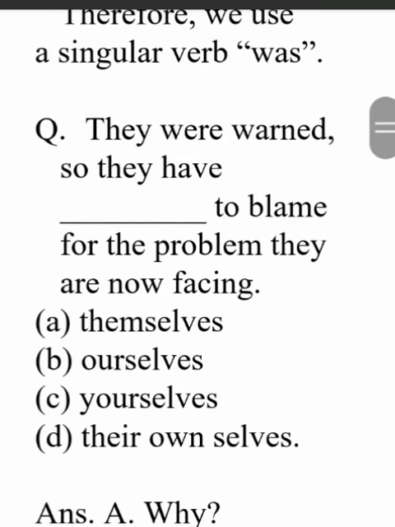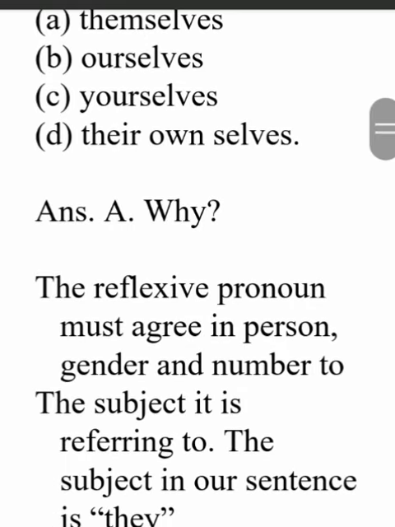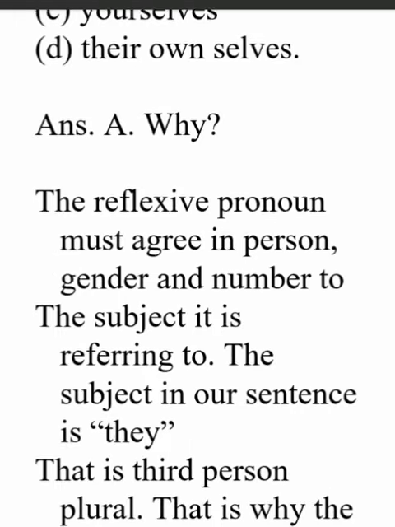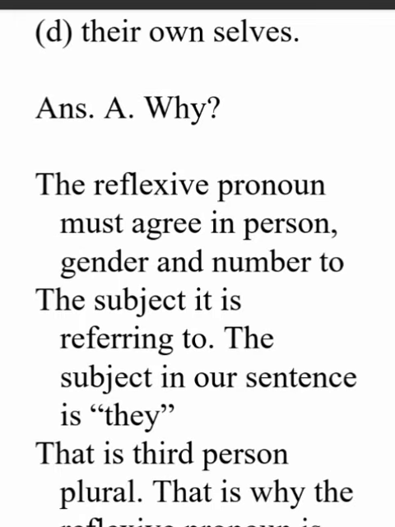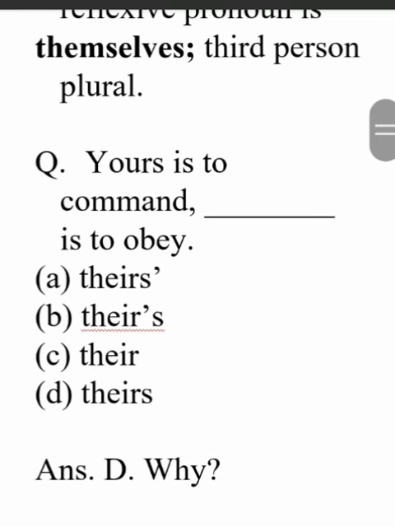Question: they were warned, so they have dash to blame for the problem they are now facing. A. Themselves. B. Ourselves. C. Yourselves. D. Their own selves. Answer: A. Why? The reflexive pronoun must agree in person, gender, and number with the subject it is referring to. The subject in our sentence is they. That is third person plural. That is why the reflexive pronoun is themselves, third person plural.